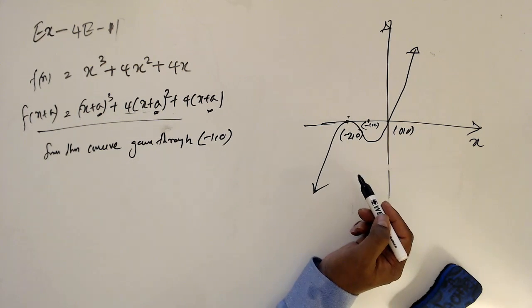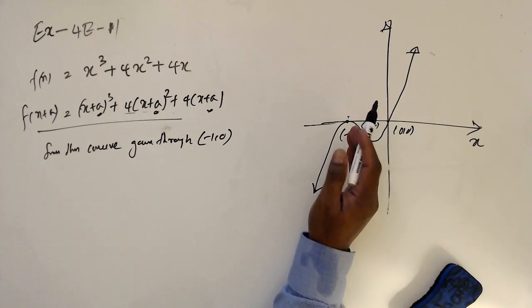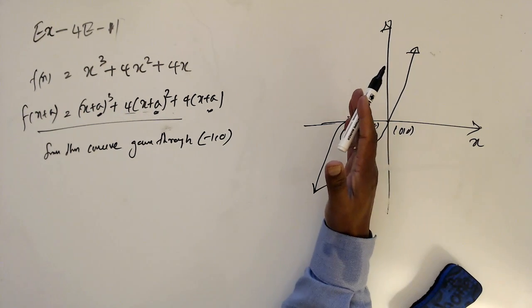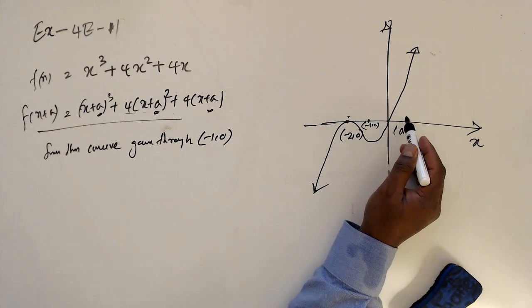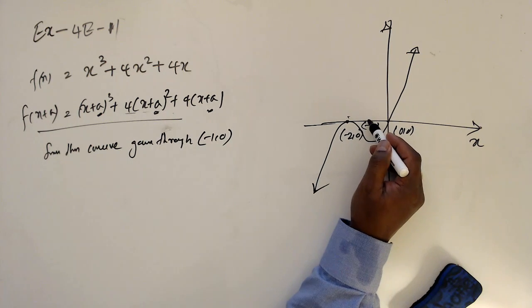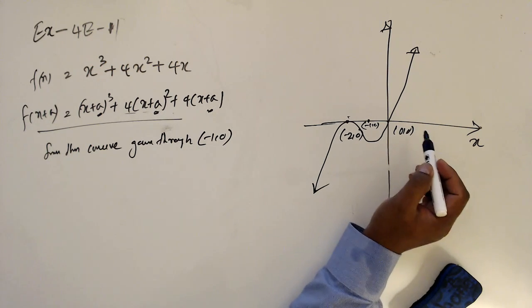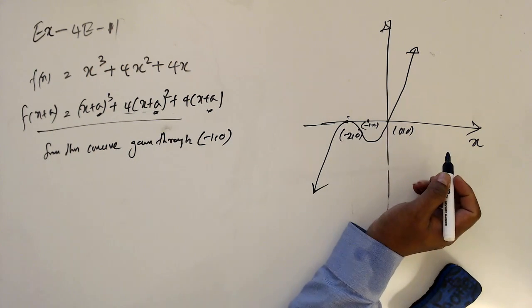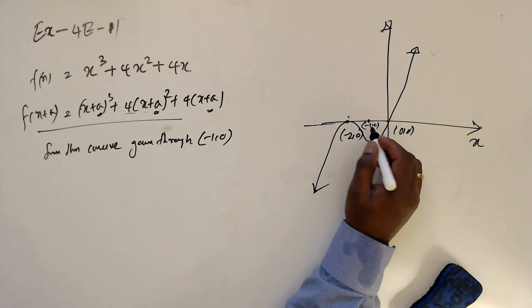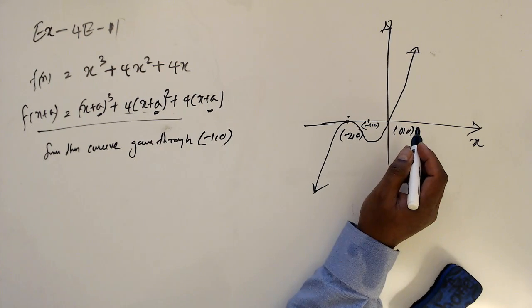Now we have two options. If I shift this curve 1 unit to the right side, this point comes here, and still it's going through the curve. Or if I shift it 1 unit to the left, then this point comes here, and still this curve goes through (minus 1, 0). It means we don't know which occasion. That's why they ask for two options.